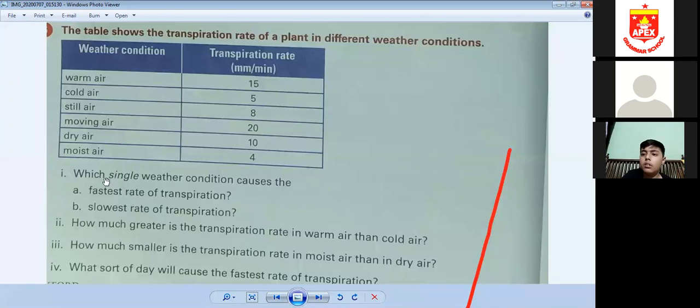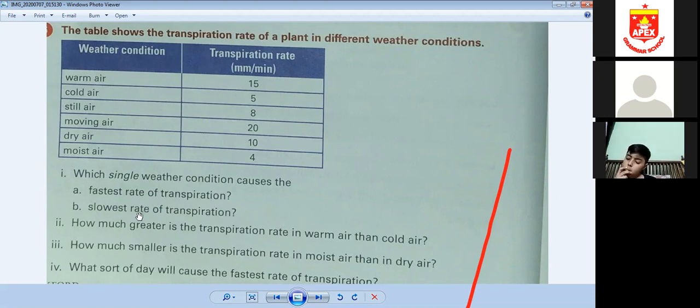Question number 1: which single weather condition causes the fastest rate of transpiration? You can see in your table which is the fastest transpiration rate. You can see moving air. It is the highest rate in this table, 20 mm per minute. So you will write here the answer, 20 mm per minute.